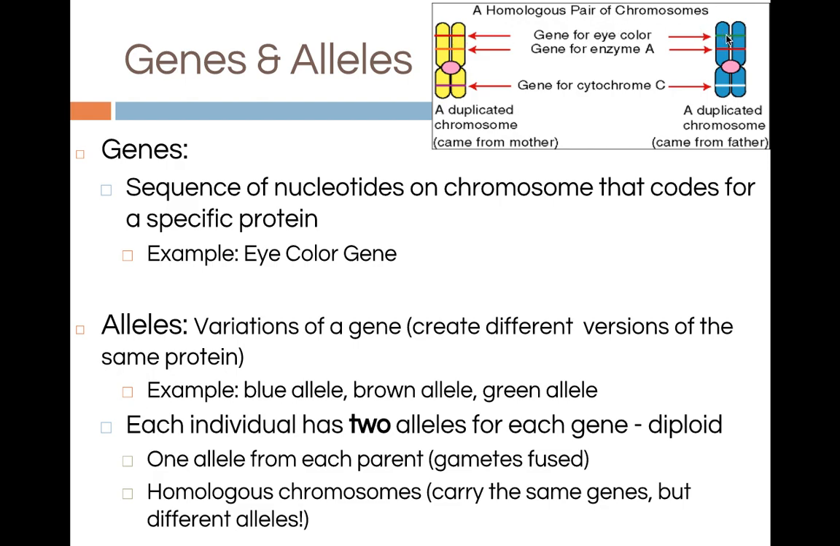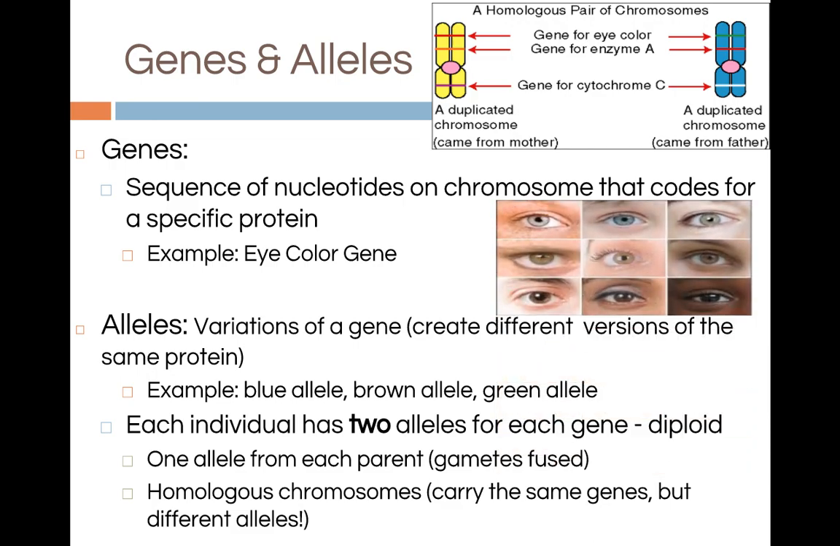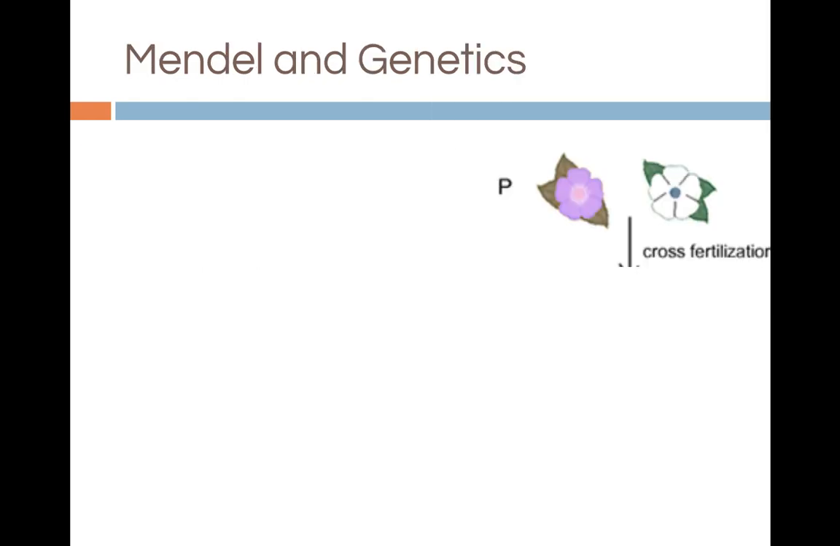And depending on which ones you get from your parents determines then what color your eyes will actually be. And if you look, here's a beautiful picture of the range of eye colors that we can see for humans. And I'm sure there are some there that are not covered. But just, you know, the different alleles that we inherit give us this beautiful range.